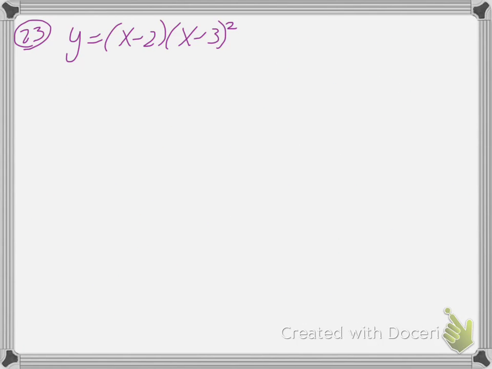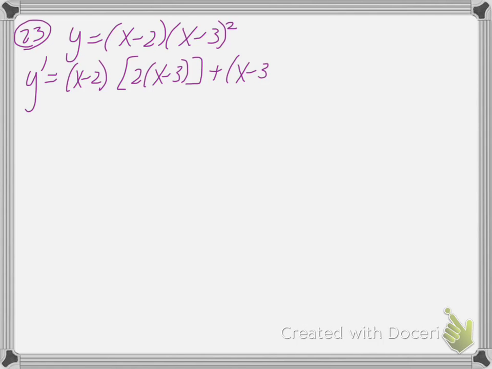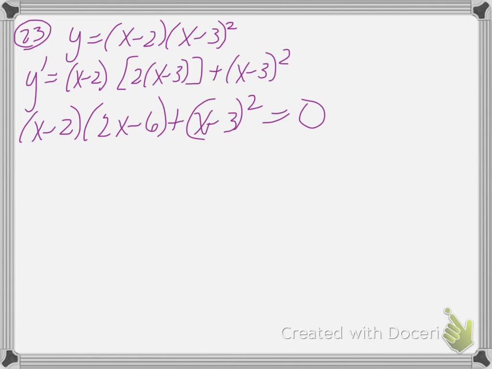Okay, and for number 23, we're looking for a maximum. So we're going to take the first derivative and set it equal to 0. So this is going to be a product rule. So it's the first times the derivative of the second plus the second times the derivative of the first, which is just 1. So I'm going to take that first derivative, simplify as I go, and I'm going to set that equal to 0.